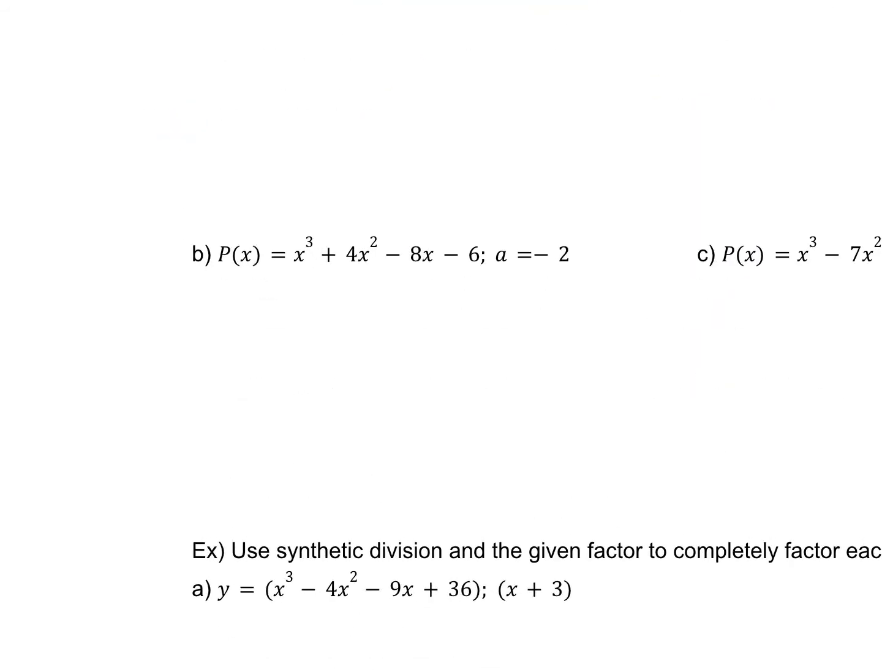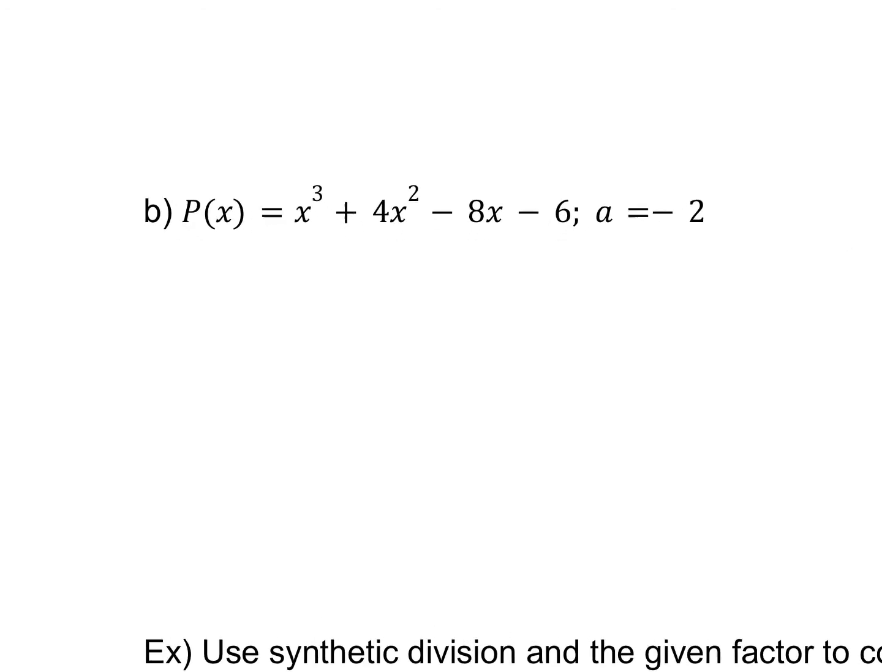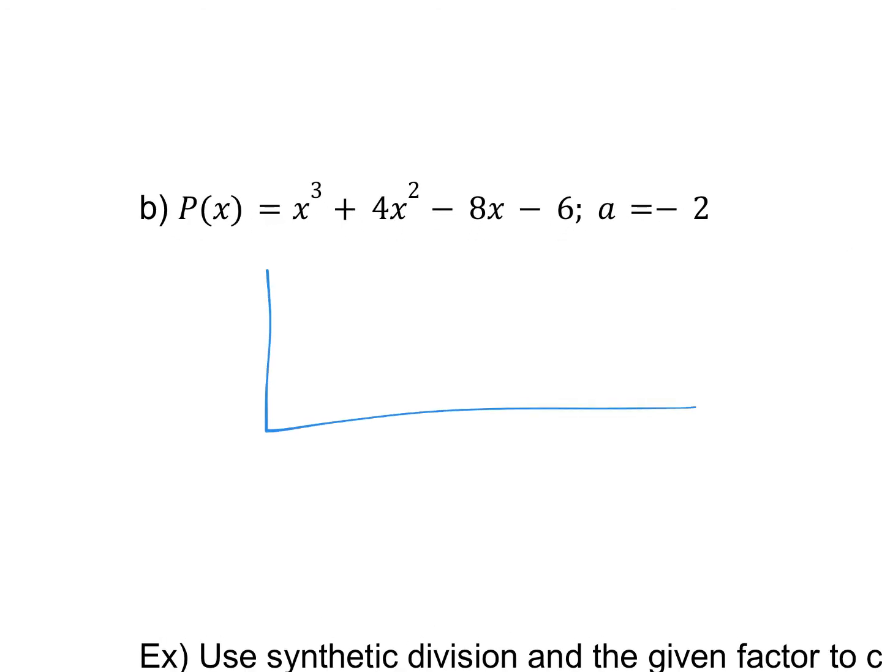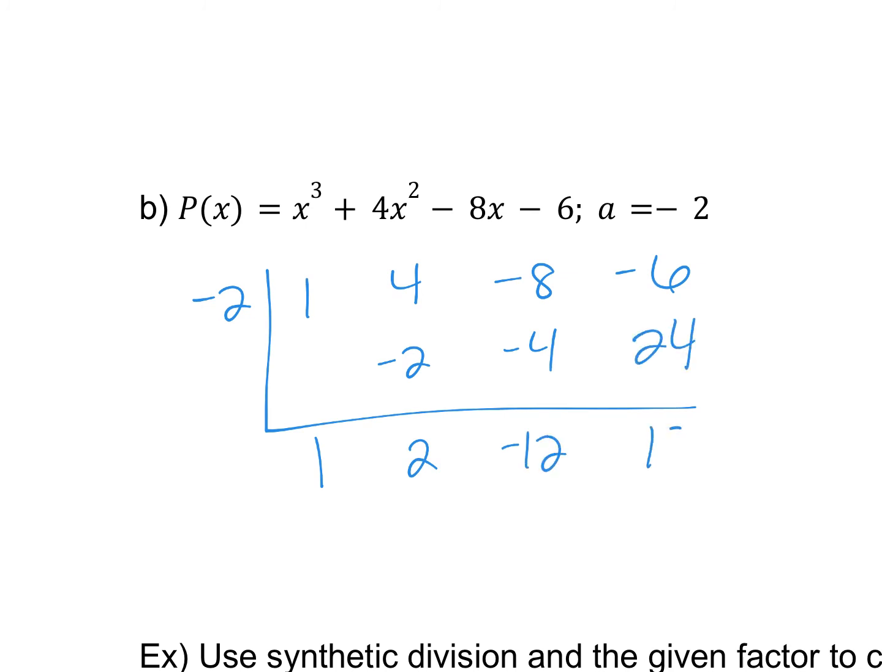Yay! So same thing. Set it up. I don't think this one's missing any terms. That's nice. So 1, 4, negative 8, negative 6. And I'm going to go a little bit quicker because I'm trying to save some time. If you need to pause it and go back, you can. Drop it, multiply. Add, multiply. Add, multiply. Add. There you go. So your p of negative 2 equals 18.